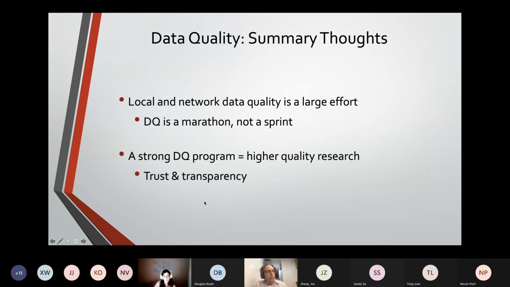But what do you get back from it? Why do it? What's the ROI on a strong data quality program? Well, it really is higher quality research, and more than that, it's trust and transparency about what the data are and how strong the data are that underlie the science and the evidence that comes out of all of our work. So I'll end there.